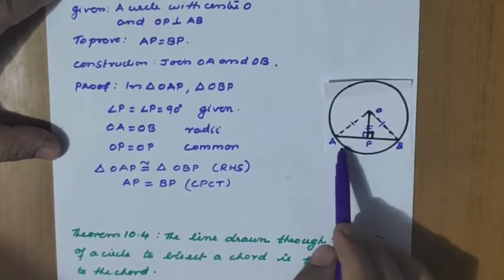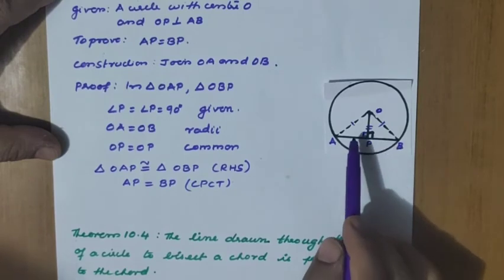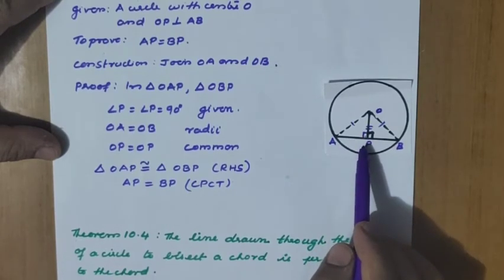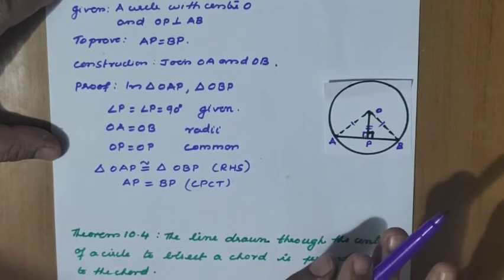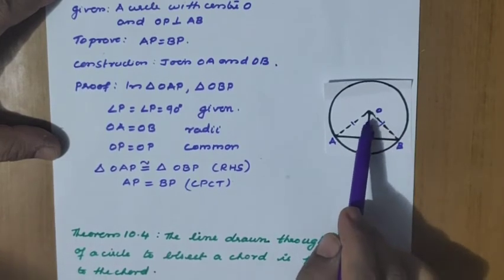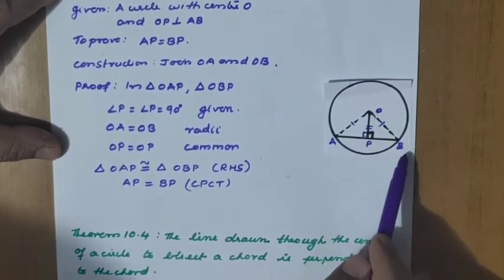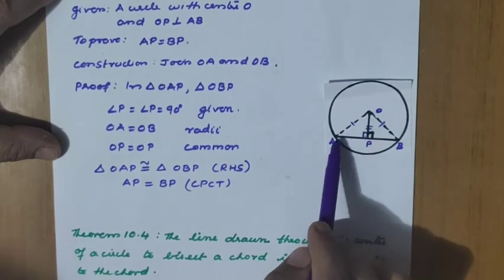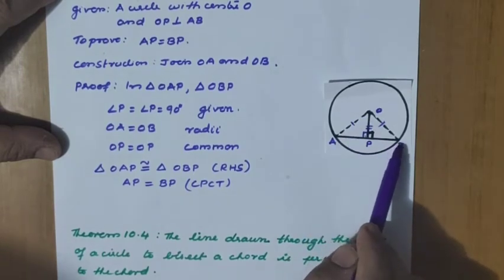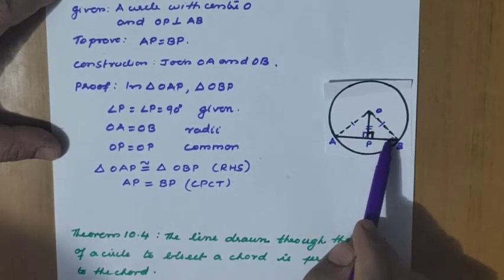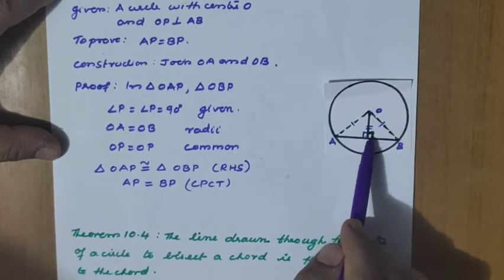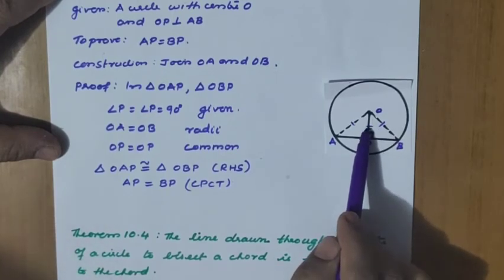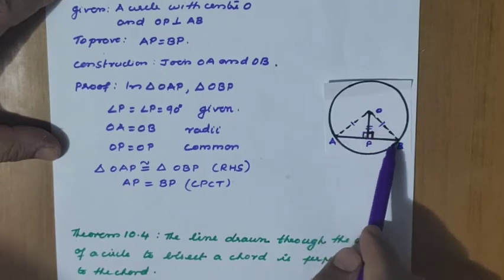Right? Suppose AB length equal to 10. By this theorem, what is the meaning of AP? AP equal to 5. Now you got the idea. Once again, I'll say the proof. That is, OP perpendicular to AB is given. Now construction part, we have joined both the radius OA and OB. Now we are getting two triangles. In that, angle P equal to angle P, 90 degree, one common side, and OA equal to OB.